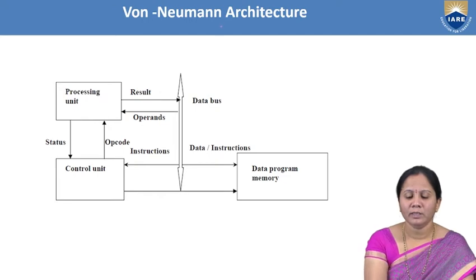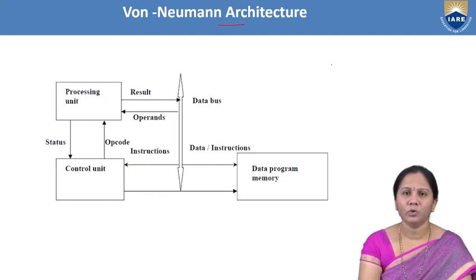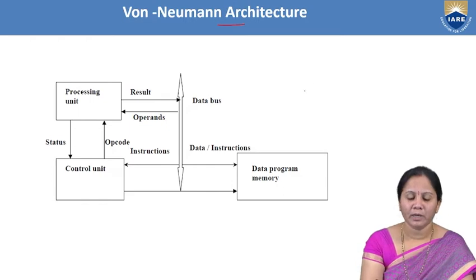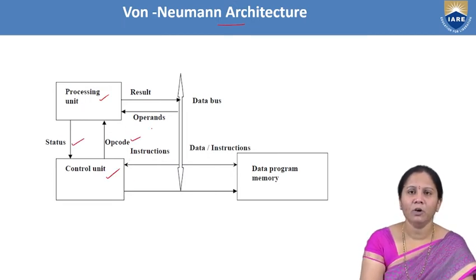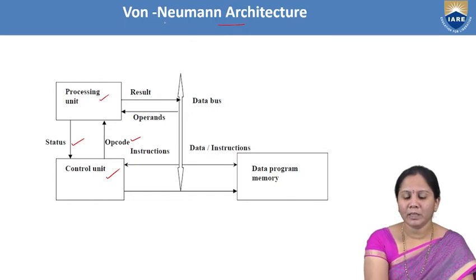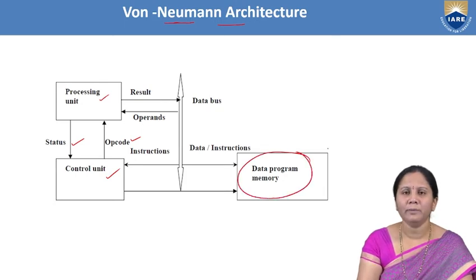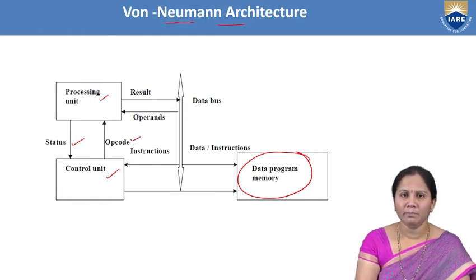So here, this is the architecture of Von-Neumann architecture. Now, here we have the processing unit and here we have the control unit, which is going to transfer the status and opcode. The main thing here in the Von-Neumann architecture, if you consider this block, the data, program, memory, that means here the data and program will be residing in the same memory.